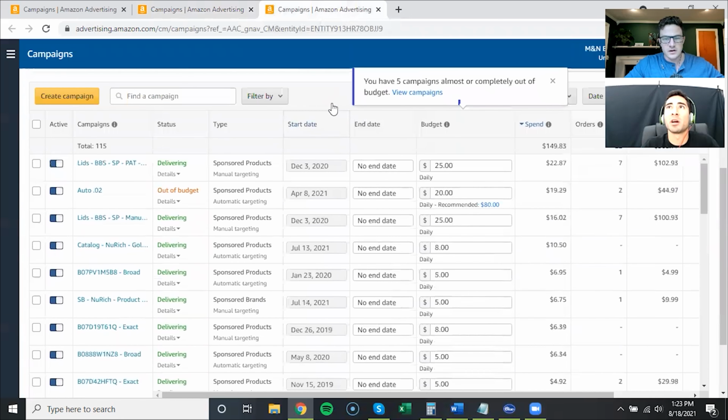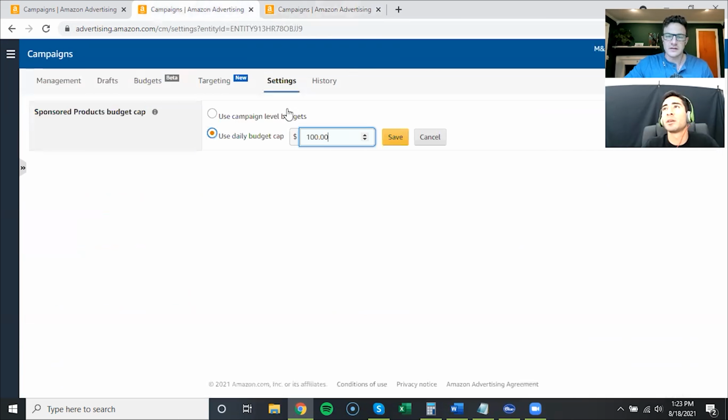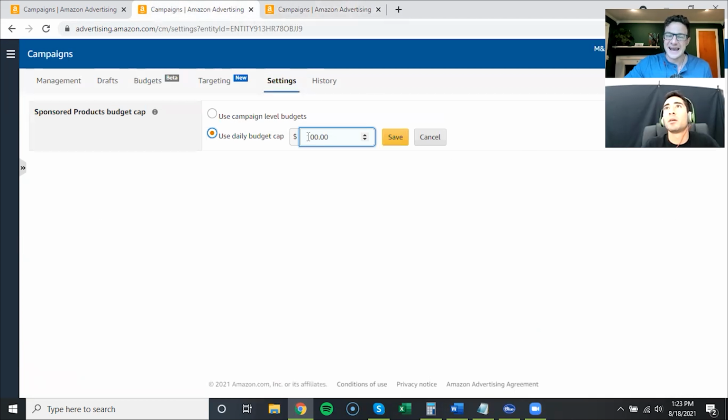So that has the pros and cons. You can see here, you have one campaign out of budget. Let's say we had a lower account level budget. All of these would be showing out of budget because they would all stop running. Oh, wow. Okay. So the only thing, and I can say, jumping ahead here, is I have people, multi-million-dollar brands.